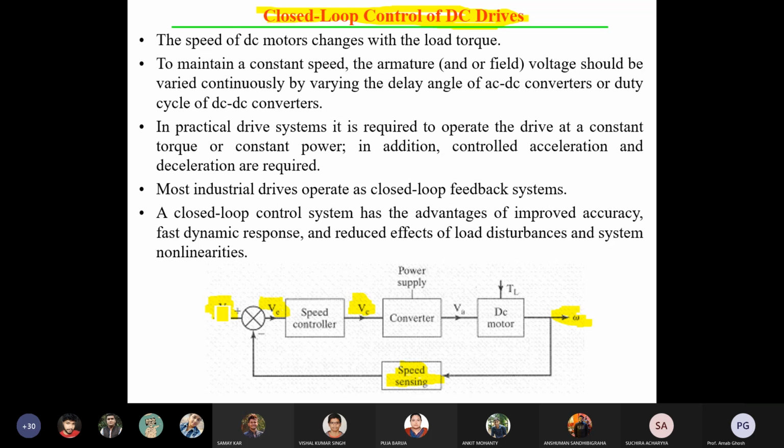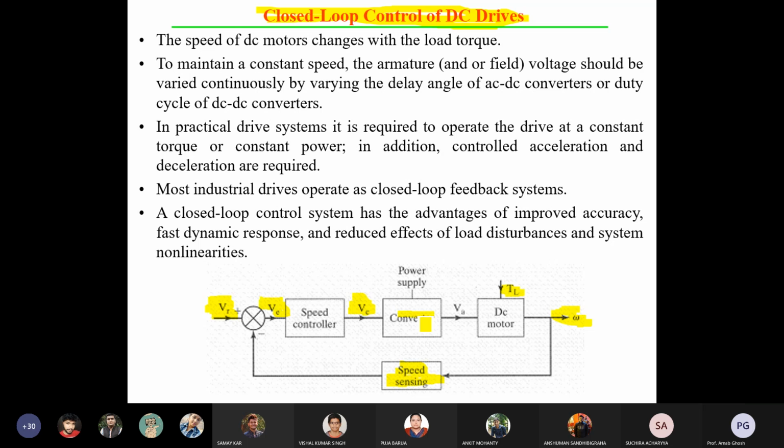That's the condition. So you are giving the TL, the load torque, and that is countering your motor torque. So if the load torque is increasing, the motor torque should increase, if your system is working in closed loop in a fine manner. Okay, so that's the idea.